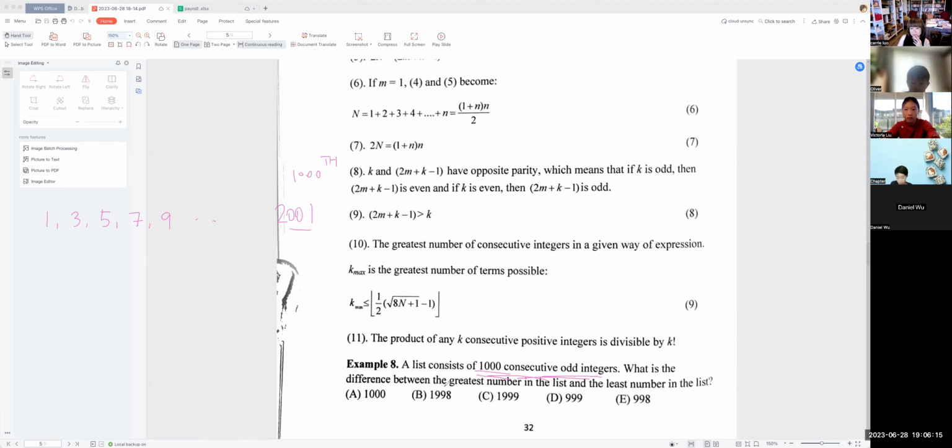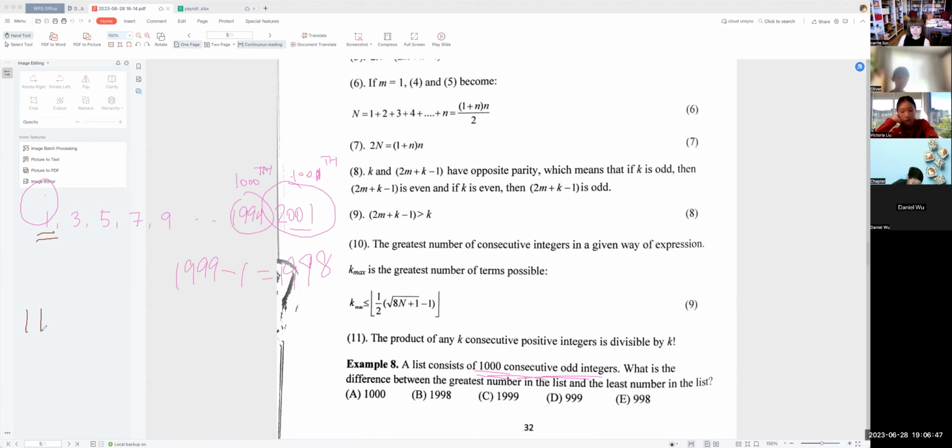What is the difference between the greatest number and the smallest number? Oh, no, this one is 1001. So 1999 is the 1,000th number, right? Okay, so I just subtract 1 from 1999, which equals 1998, right? OK, at this point Victoria might say, teacher, who told you this number must start with 1?